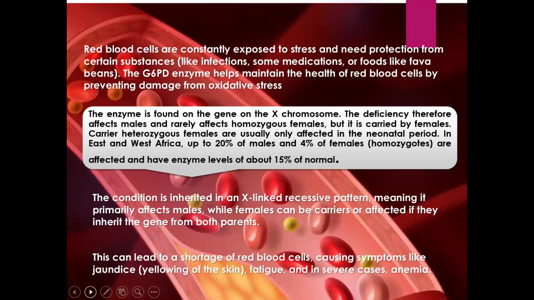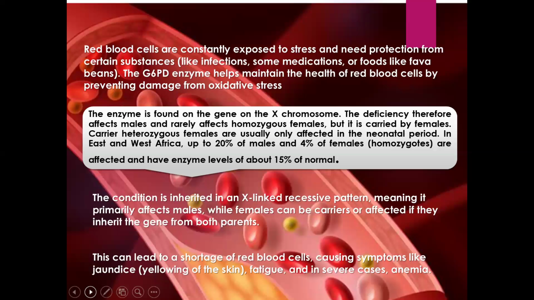The enzyme G6PD is coded by a gene on the X chromosome. As such, the deficiency of this enzyme affects males and rarely affects homozygous females. But it is carried by females. Carrier heterozygous females are usually only affected in the neonatal period. And this condition is common in East and West Africa, with up to 20% of males affected and 4% of females affected.